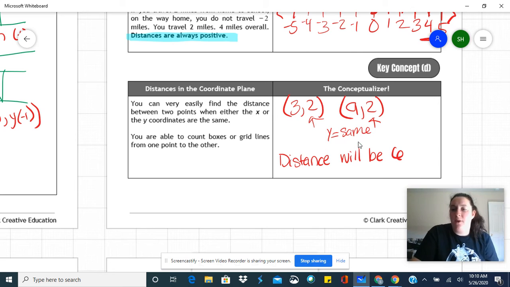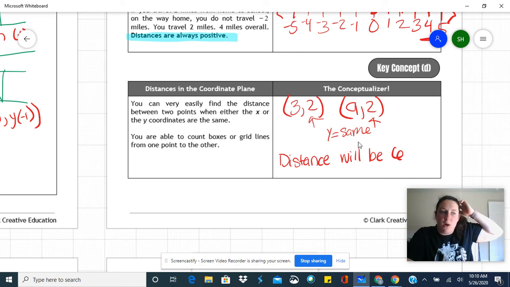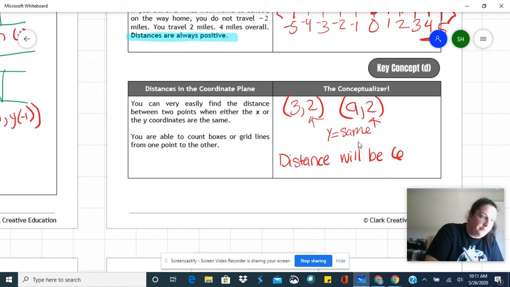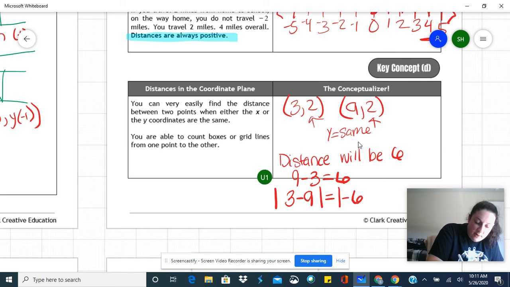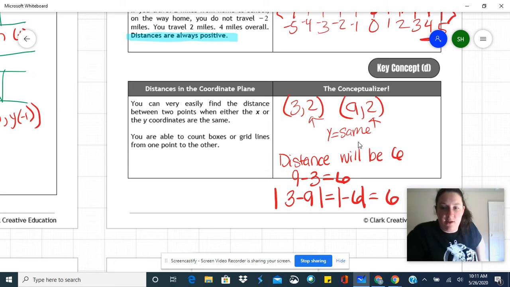If you were not to just count up and you wanted to physically show the work, you need to make sure that you're subtracting the smallest number from the largest number, right? So in this case, 9 minus 3 equals 6. Or you can use your absolute value signs and do 3 minus 9 equals the absolute value of negative 6, which really equals 6 because a negative inside an absolute value sign does not matter. Okay?